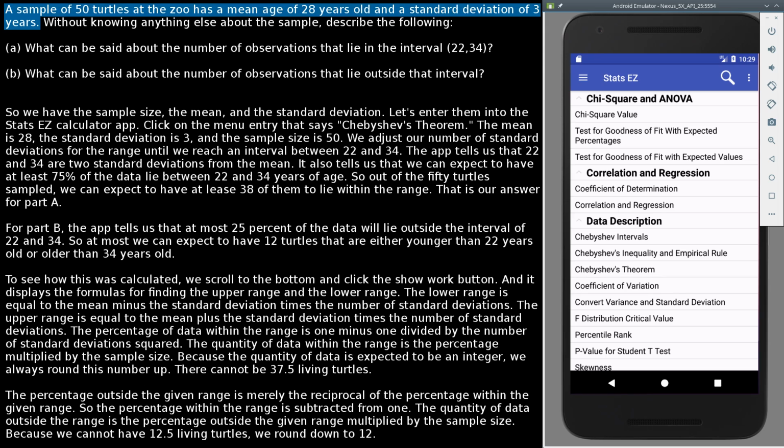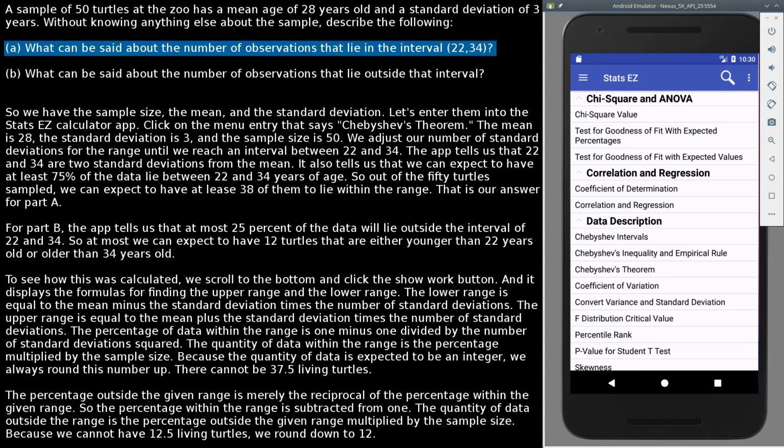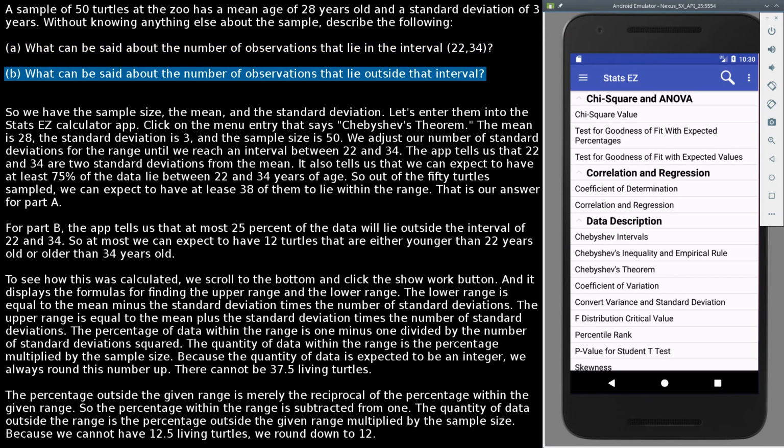and a standard deviation of 3 years. Without knowing anything else about the sample, describe the following. A. What can be said about the number of observations that lie in the interval 22 to 34? B. What can be said about the number of observations that lie outside that interval?